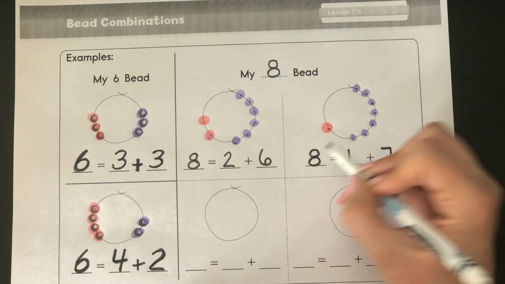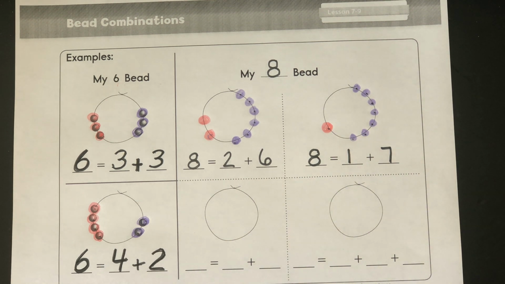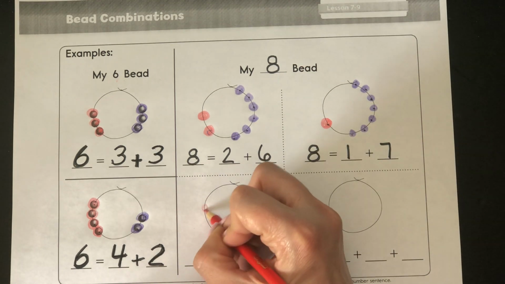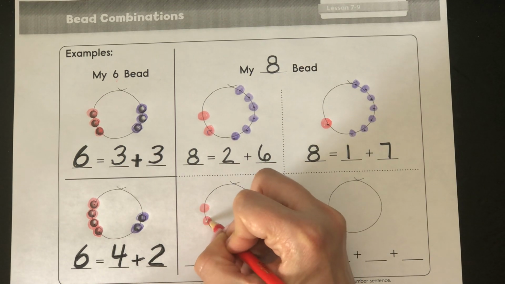8 beads all together. Now, love bugs, you shouldn't be copying me because in your math journal, I'm going to give you a different number to work with today. Let's do another one together that equals 8. This time I'm going to do 3 reds to start.